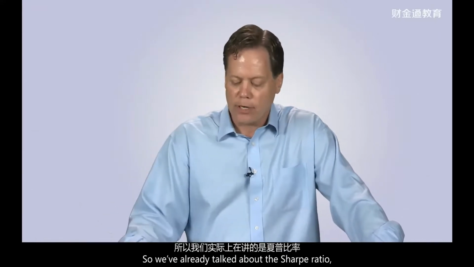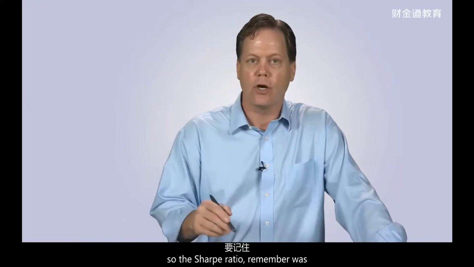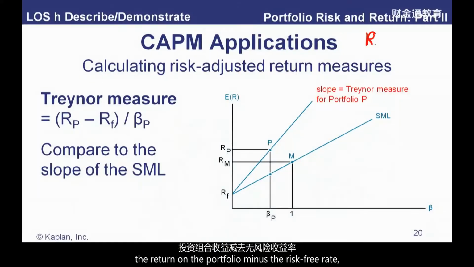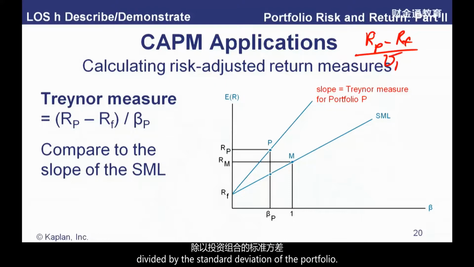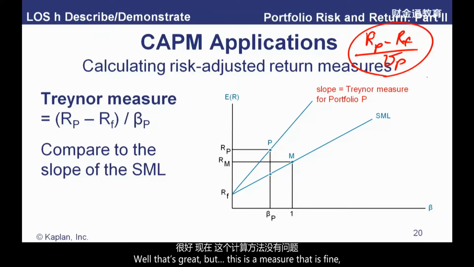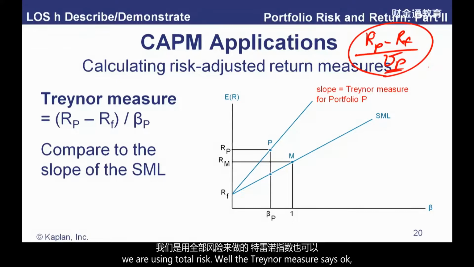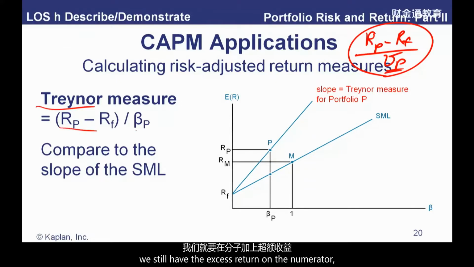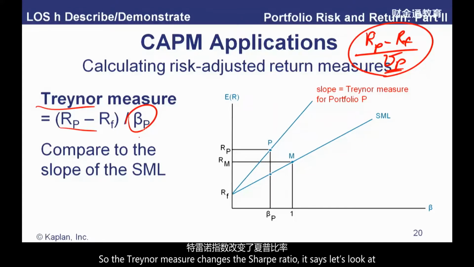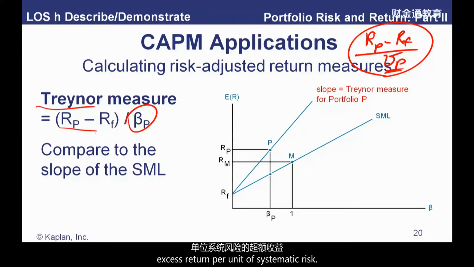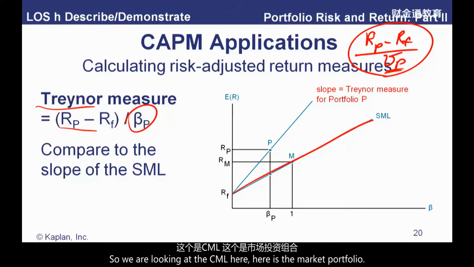So we already talked about the Sharpe ratio. So the Sharpe ratio, remember, was the return on the portfolio minus the risk-free rate, divided by the standard deviation of the portfolio. Okay, well, that's great, and this is a measure that is fine. Remember, if we have standard deviation of the portfolio here, we're using total risk. Well, the Treynor measure says, okay, we still have the excess return in the numerator, but let's look at return per unit of systematic risk. So the Treynor measure changes the Sharpe ratio, and it says, let's look at excess return per unit of systematic risk.